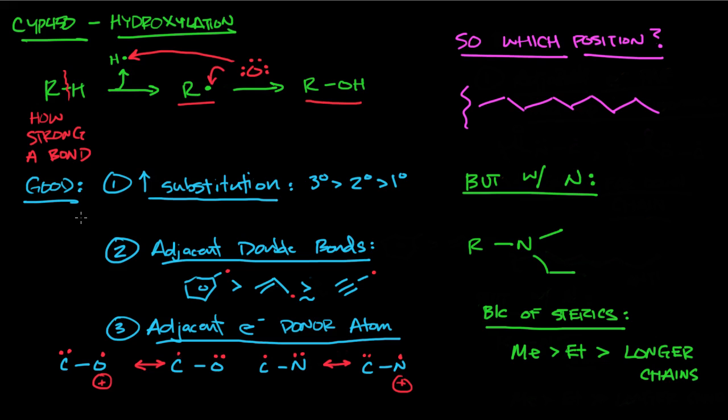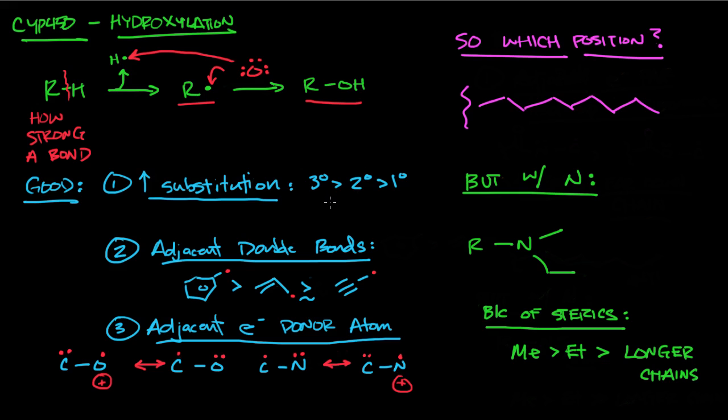So when it comes to picking where we're going to hydroxylate, a few things are good. Increasing the amount of substitution around that given carbon. So tertiary tends to be better than secondary, which is better than primary. The reason for that is the substitution helps stabilize the radical intermediate by donating electrons inductively. Of course, it can be bad if the substituents are too big, because then you have steric hindrance, and you can't put the substrate inside the CYP450 enzyme.